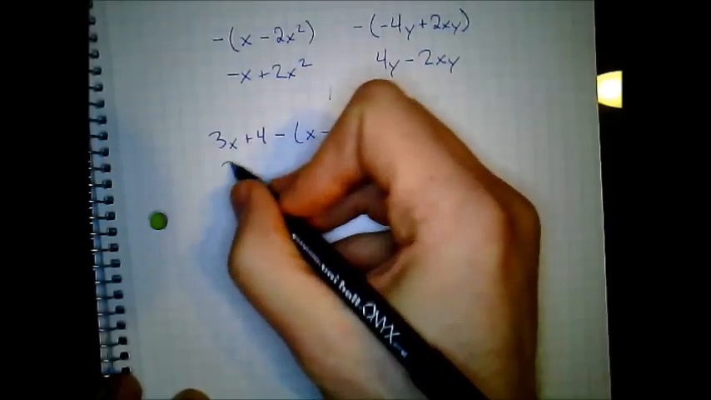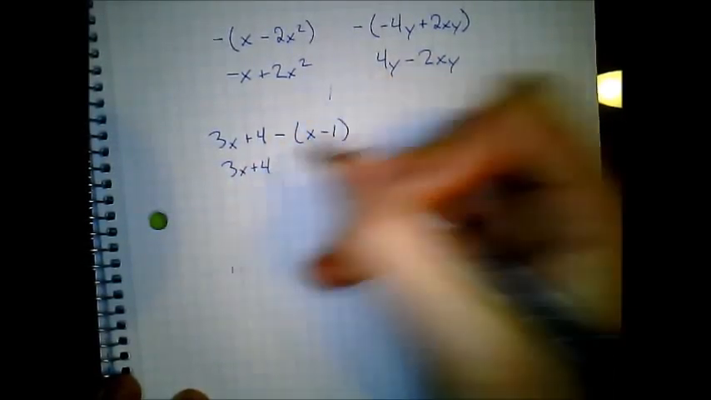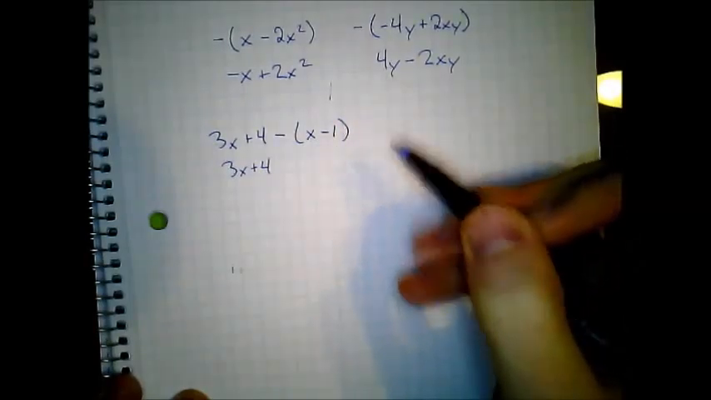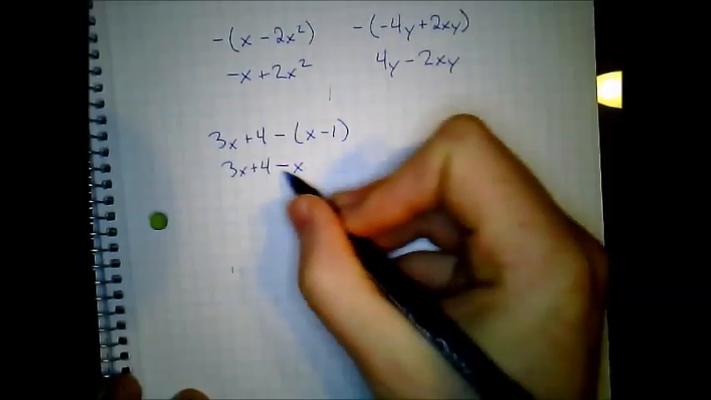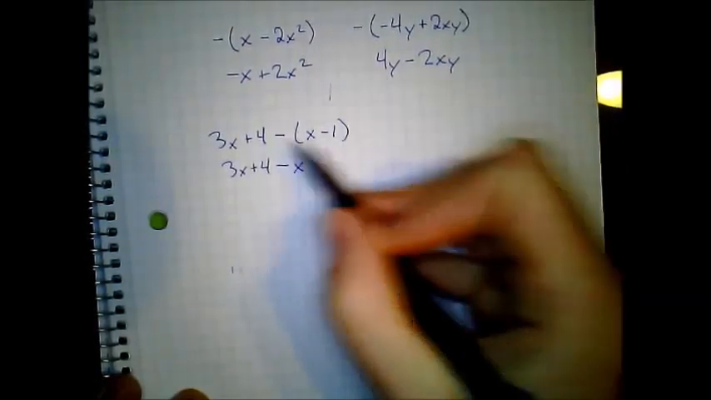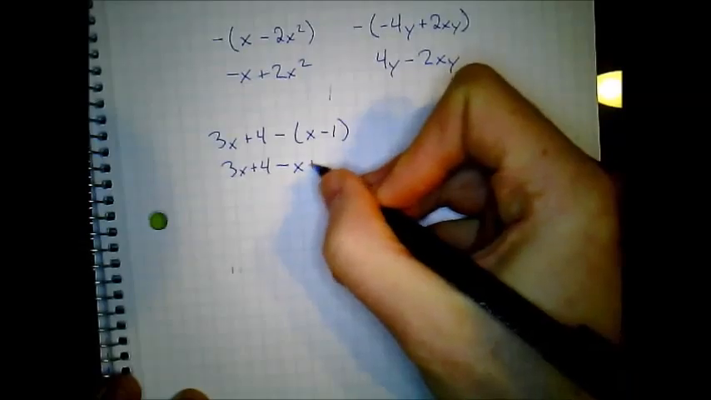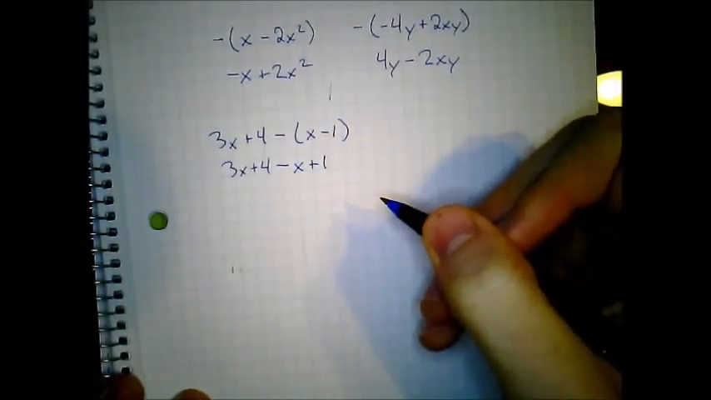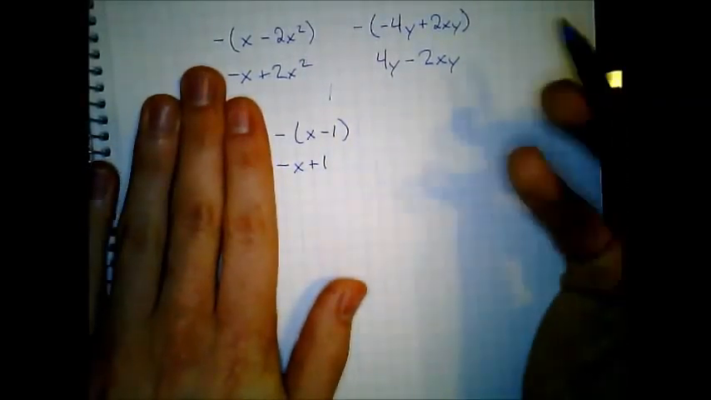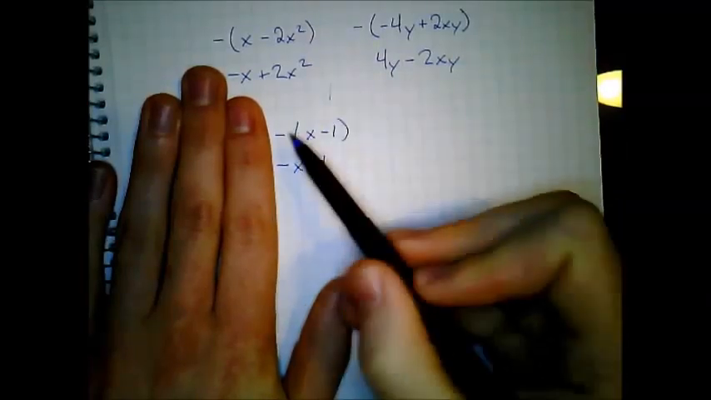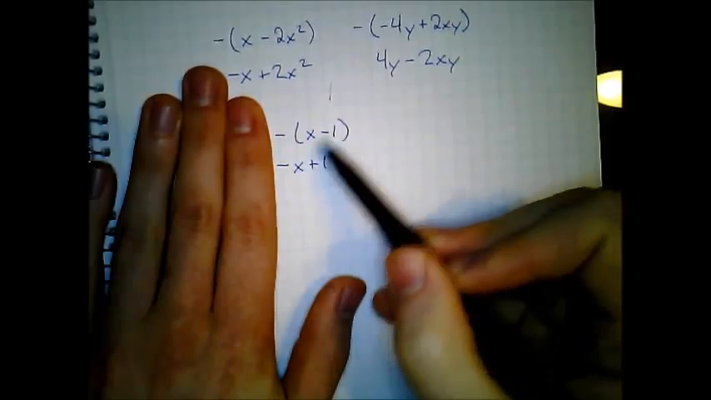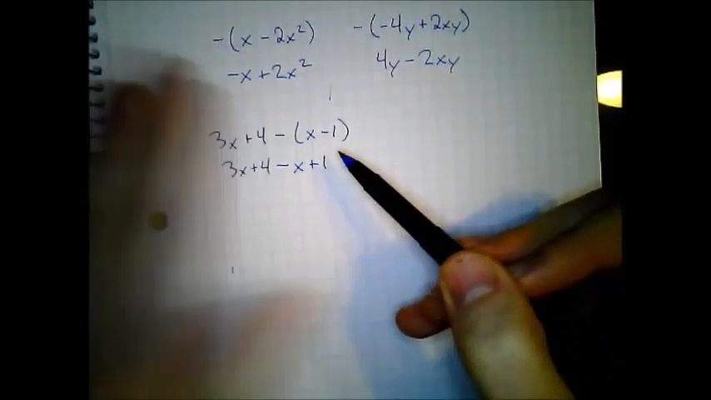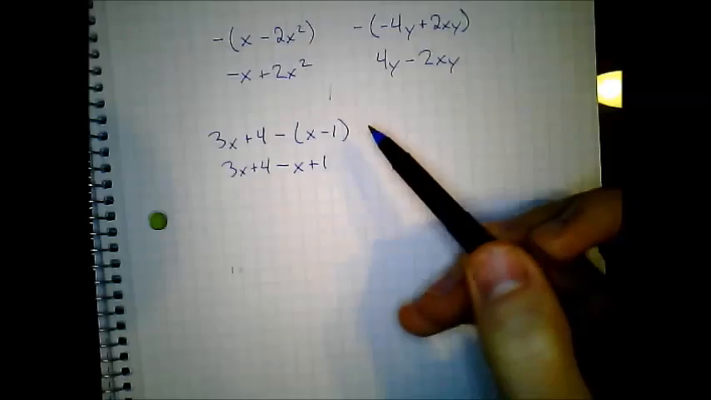So our 3x plus 4, that stays by itself. We're not flipping that. That's not part of this group. But we want to flip our x to a negative x, and we want to flip this negative 1 to a positive 1. All we did was we just ignored what was before it. We flipped our positive x to a negative x, and we flipped our negative 1 to a positive 1. And then we just included what's left over.